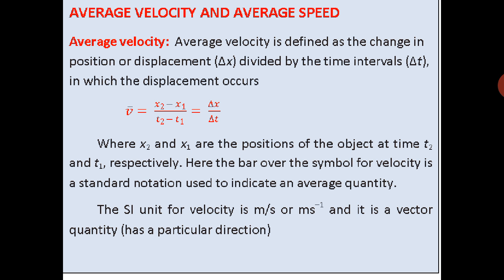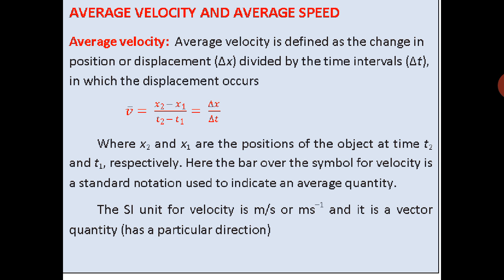So now, by knowing the position-time graph, that is the x-t graph, and uniform and non-uniform velocities, let us discuss average velocity. What is this average velocity?